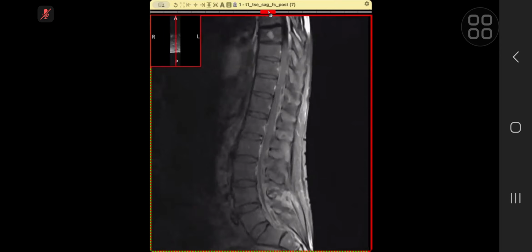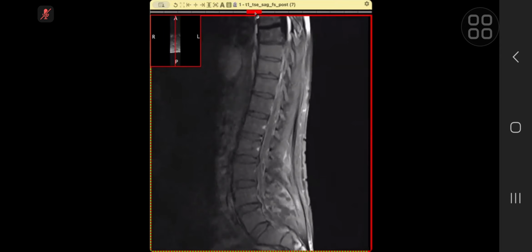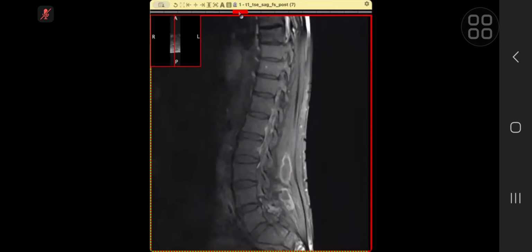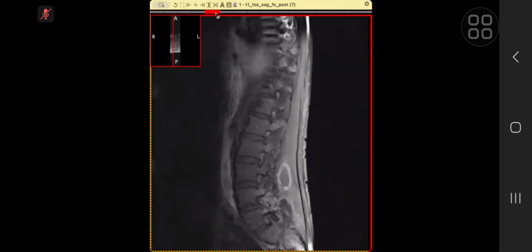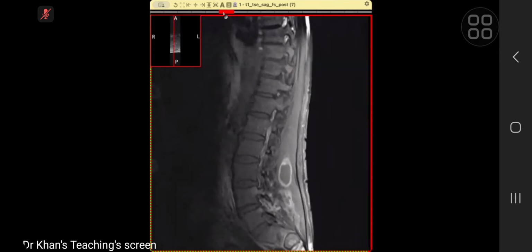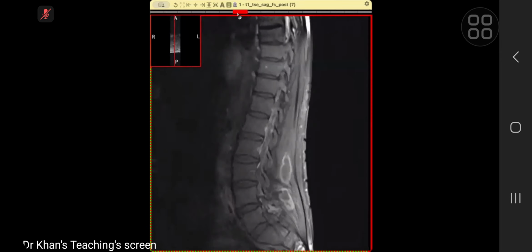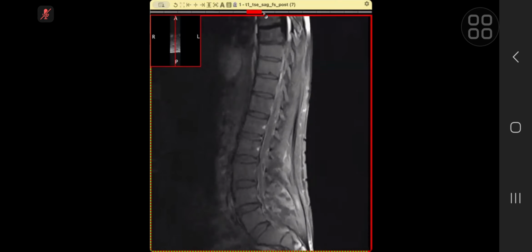It is involving the back, and I can see this is also involving the posterior element of the vertebral bodies. So this is suggestive of abscess in the paraspinal muscle with involvement of the posterior vertebral elements, likely osteomyelitis in this IV drug abuser patient.